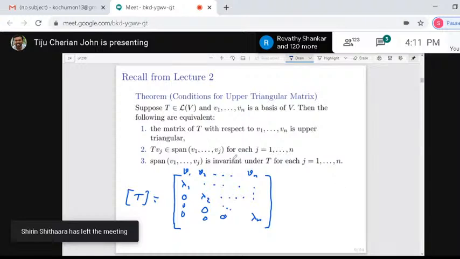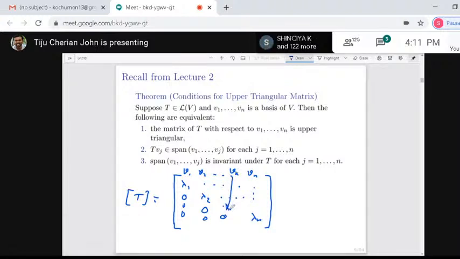So you can see that T of v1 is lambda 1 v1, and T of vk, if I take it, this lambda k is here, it will come up to here. That means T of vk is in the span of v1 up to vk. Here also we have the basis v1, v2, up to vn. So T of vj is always in the span of v1, v2, up to vj.